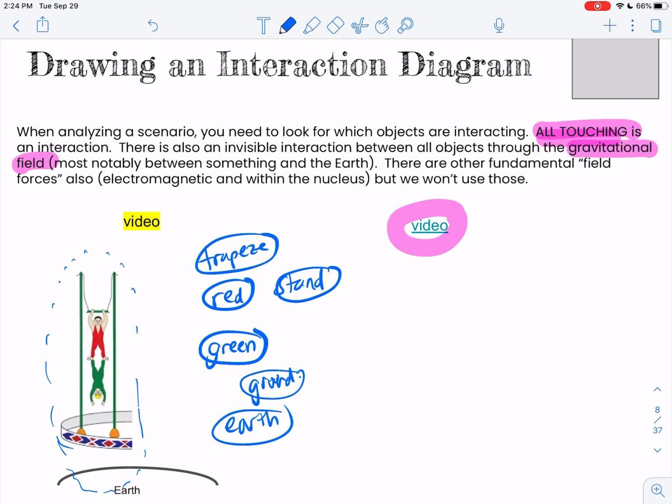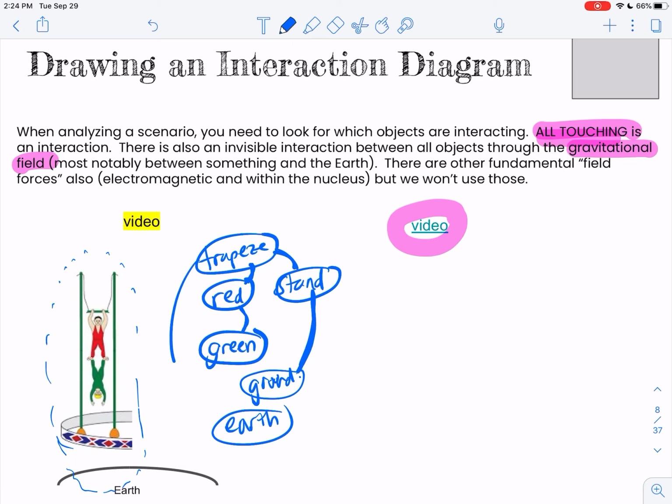And we're just looking to see who is touching, okay? So trapeze is touching the red guy. The red guy is touching the green guy, okay? The trapeze is touching the stand. The stand is touching the ground, okay? Notice that the trapeze is not touching the green guy, and none of them are touching the ground, okay? So only things that touch, okay?